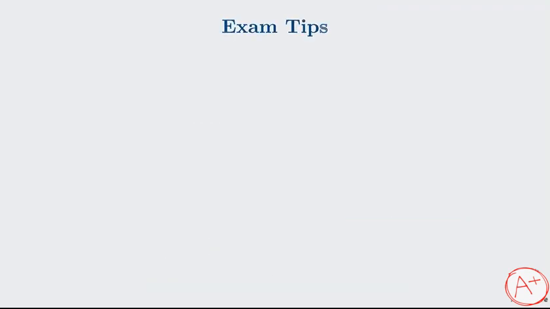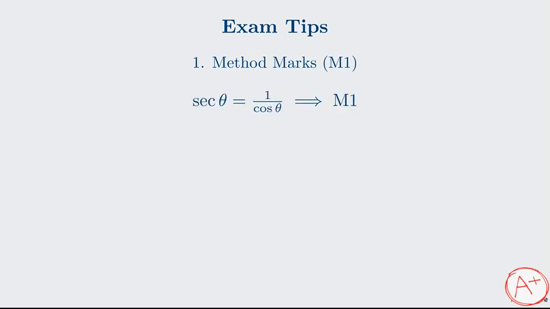When sitting your Pure Mathematics 1 or 3 paper, keep these examiner insights in mind to maximize your score. First, identify the method marks. In trigonometric questions, examiners often award an M mark for the correct substitution of an identity, or for correctly inverting a reciprocal function. Even if your final answer is wrong, showing the step where you turn secant into 1 over cosine secures that mark.